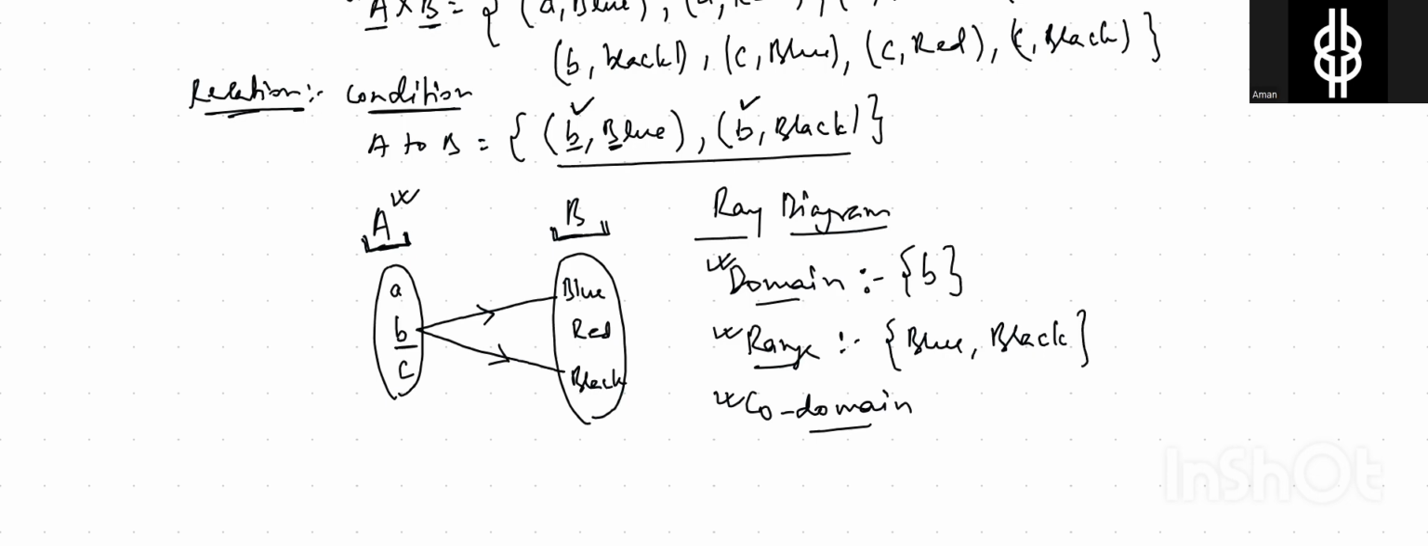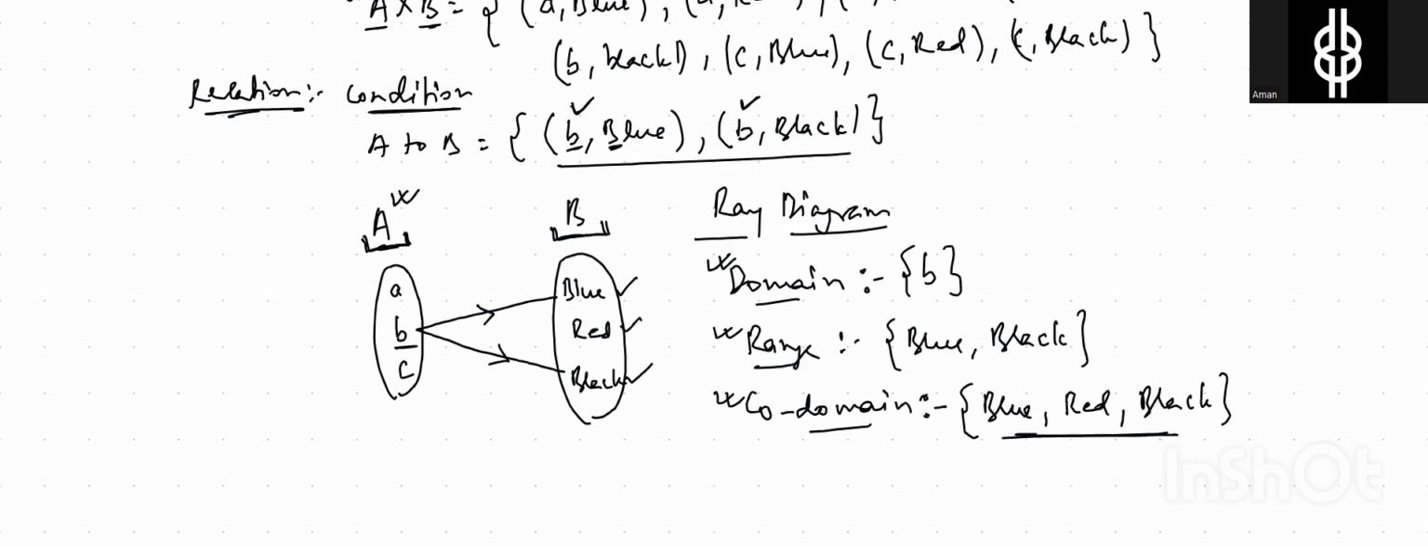Now, what is codomain then? See, codomain, don't get confused. Codomain will have all the elements in the second set. As simple as that. Codomain will have all the elements in the second set. For example, blue, red, black. So all the three elements will come here. Okay. So this is a very, very general example that we have taken.